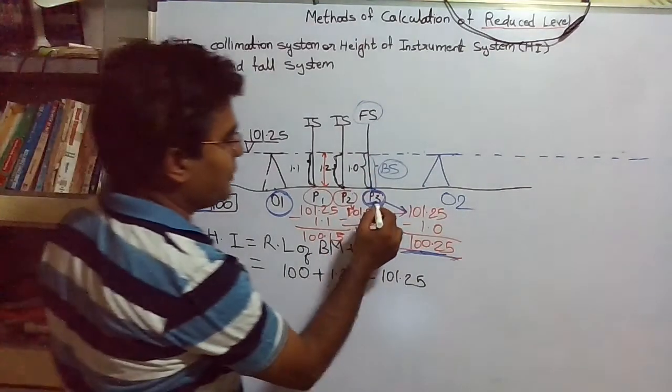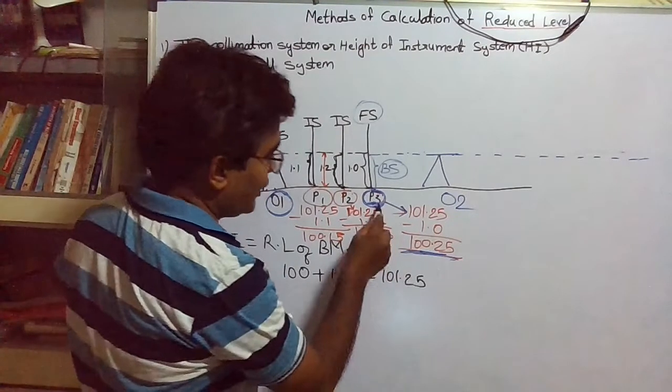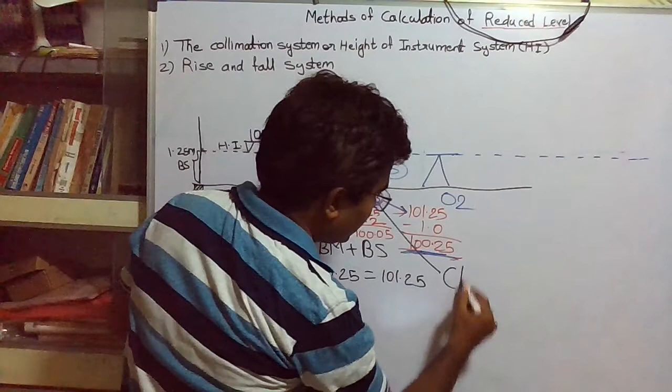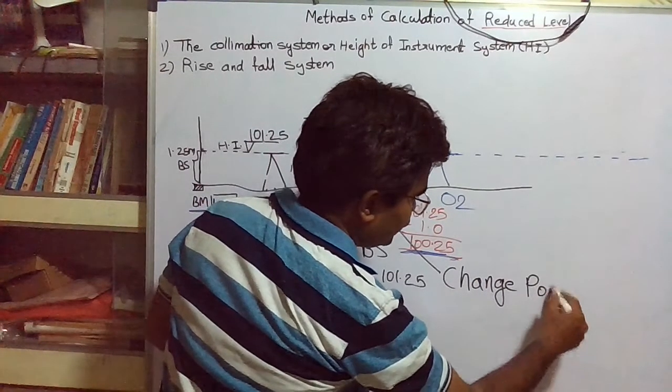And this point P3 is called a change point. What is it called? It is called a change point.